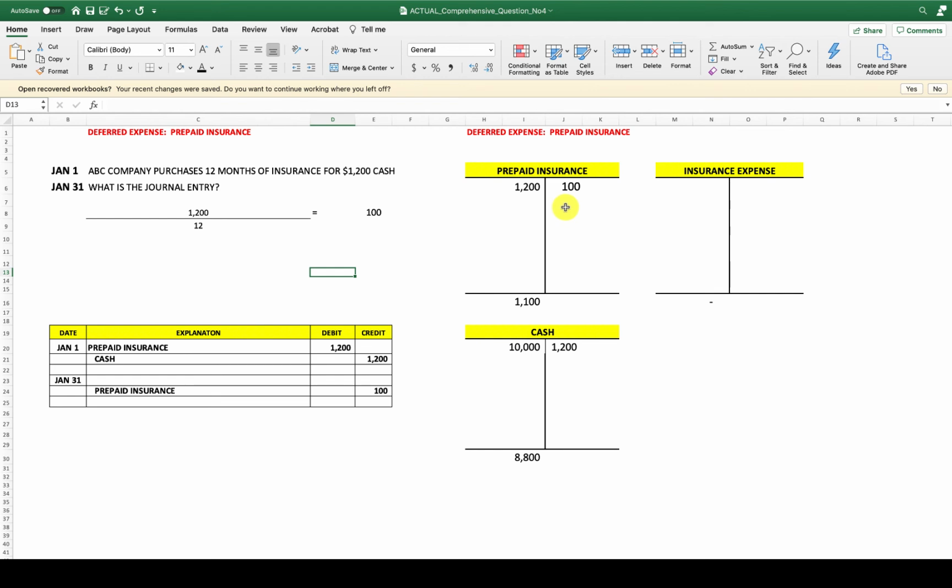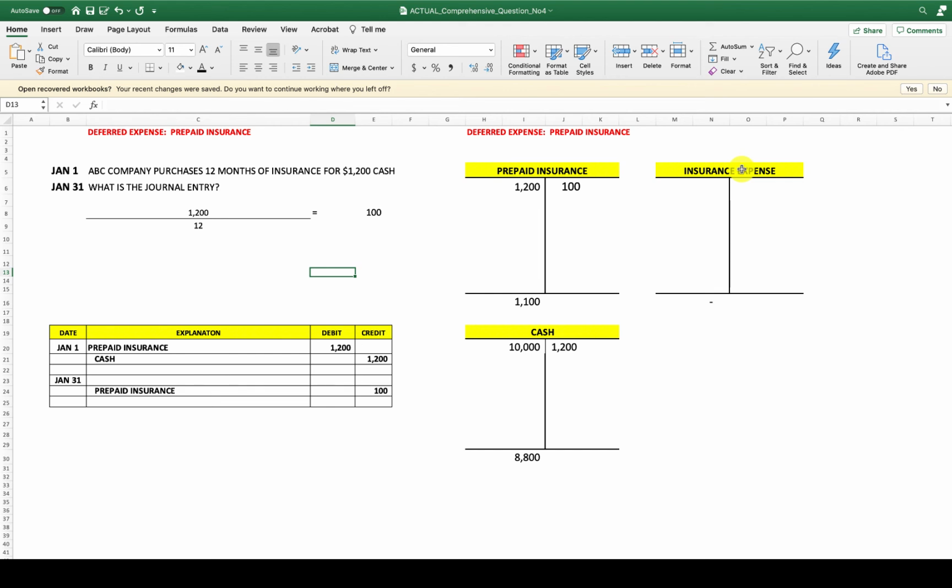All right. Well, what is my debit? Well, what happened between January 1st and January 31st? I used up 1 month's worth of insurance. And whenever you use something up, that is a key word for an expense. An expense reflects the using up of something. So salary expense is the using up of labor. Insurance expense is the using up of insurance. Rent expense is the using up of rent.